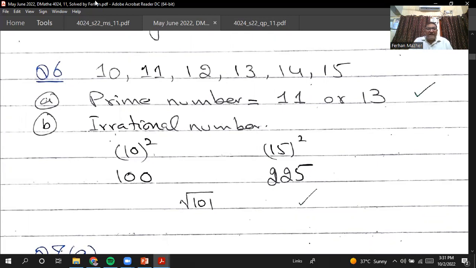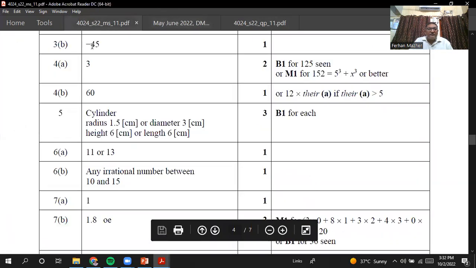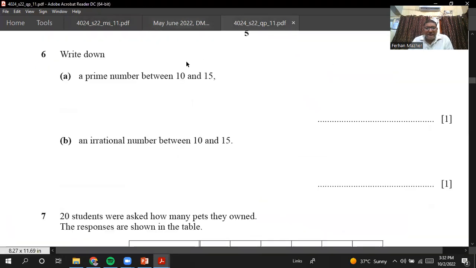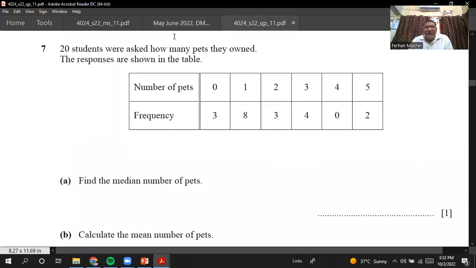So I can show you the marking scheme. Question number 6. Our answers are right, basically. Okay, now we are going to the next question.